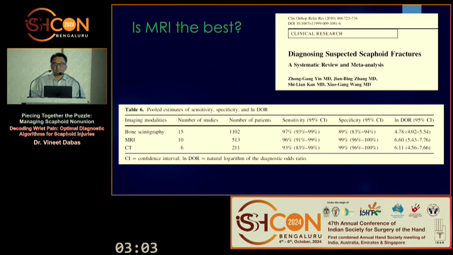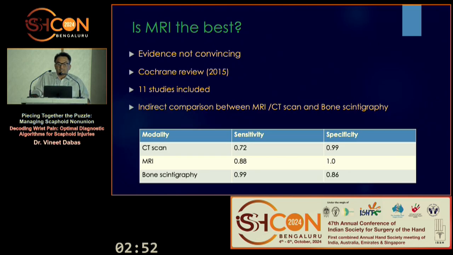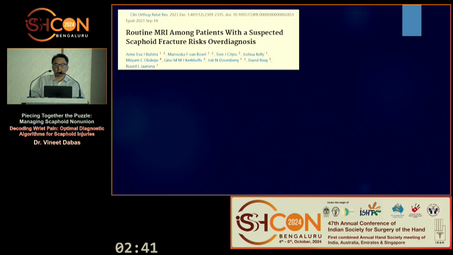We look at the systematic review, 15 studies, 1102 patients. Very specific, 99%, both CT and MR. This is the Cochrane review, where 11 studies were considered. Again, very specific, very sensitive. The CT scan sensitivity is lower than the MR in this study.